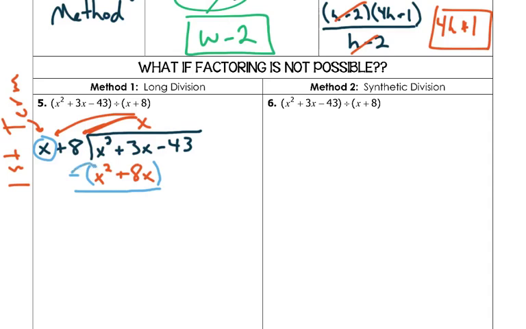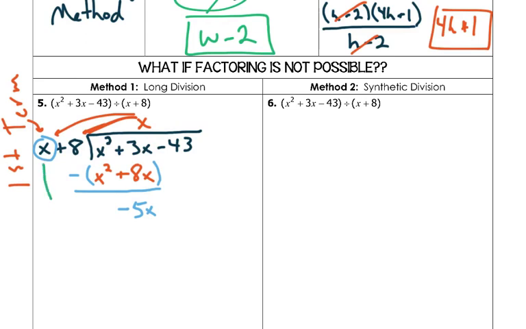So this is really technically being distributed to each of these. I'll show you the way I think about it. x squared minus x squared is going to give us 0. We don't need to write anything there. And then 3x minus 8x will give us a negative 5x. Negative 5x.